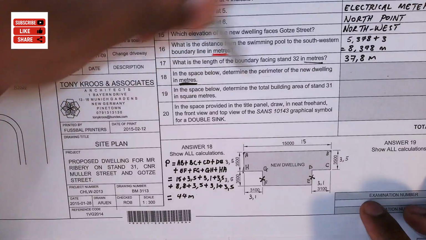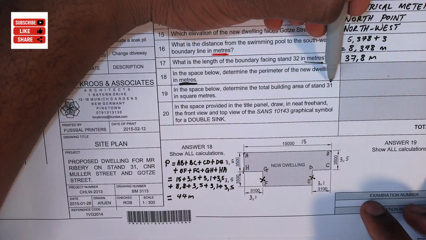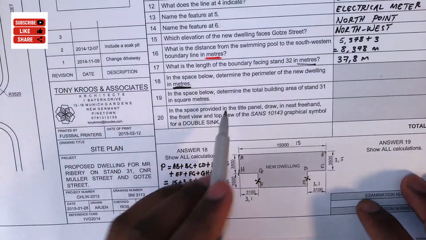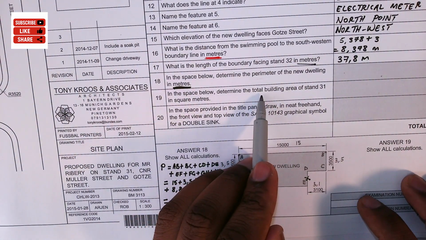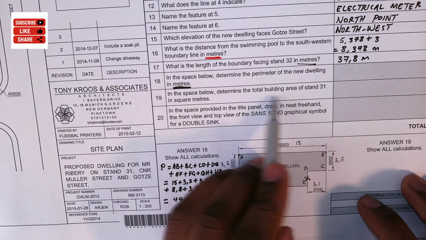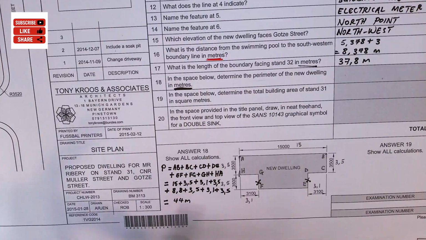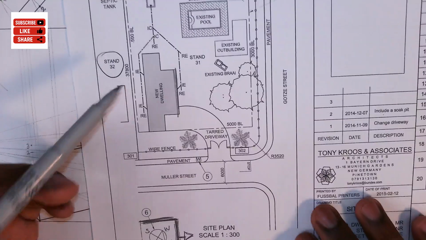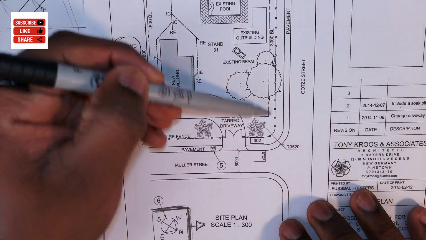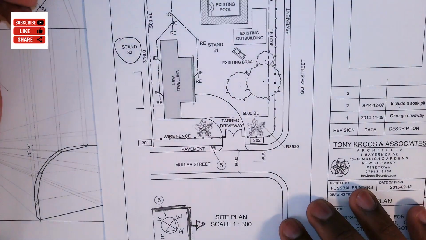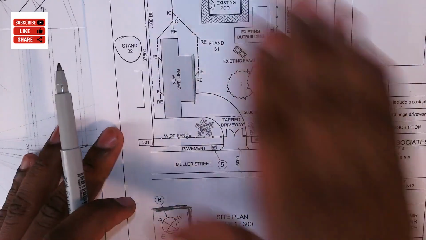In the space below, determine the total building area of stand 31 in square meters. So the building area of stand 31. Remember the building area, it's this rectangle here, all right? This is the building area. That's where you can build in the site.